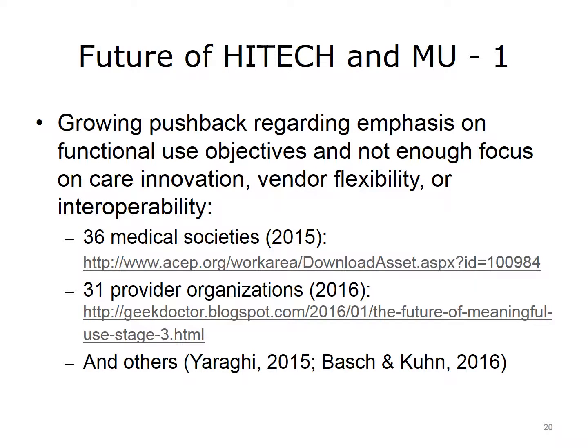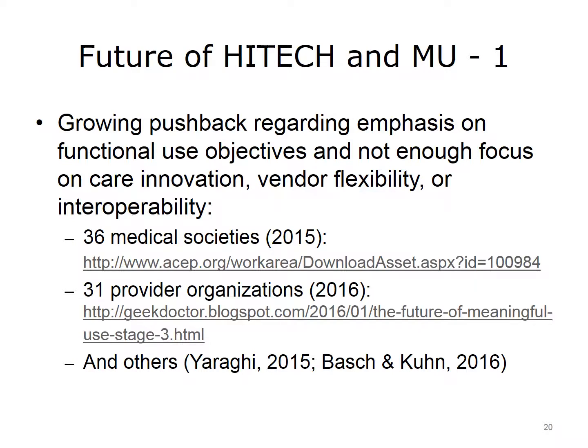What about the future of high-tech and meaningful use? With the difficulties of achieving Stage 2 and the worries over the requirements for Stage 3, there has been growing pushback. In particular, there has been criticism of the functional use objectives, such as the requirement that one have 80% of patients with problem lists or 60% usage of computerized physician order entry, or CPOE. Many have argued that these functional use objectives are stifling innovation and flexibility of vendors and are not giving sufficient attention to interoperability, which many considered to be the most important aspect of EHR use.